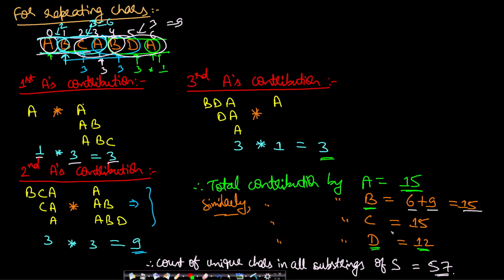And similarly, you can calculate for C. You have only one C, right? So the left-hand side window will be of size 3, from 0 to 2, and the right-hand side window will be from 2 to 6, which is of size 5. So 5 into 3 will be 15, and we already know that for D it is 12. So the total contribution from all the unique characters of this string is equal to 15 plus 15 plus 15 plus 12, which is 57. This is what we want to find, that is the count of unique characters in all substrings of S, right? So this was our goal.